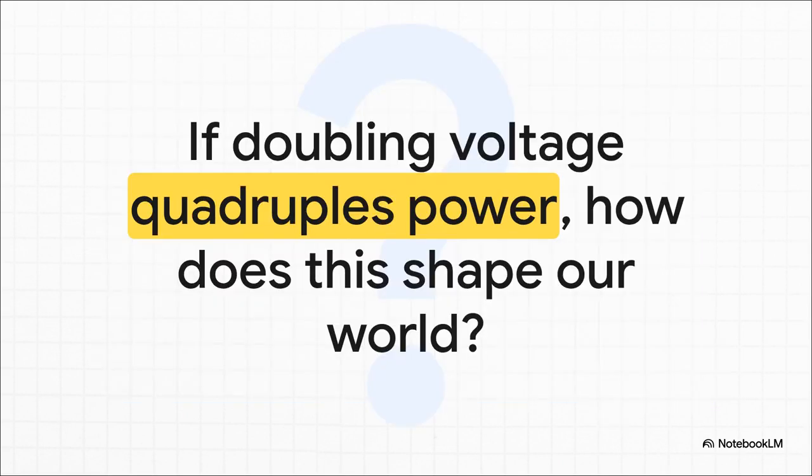So I'll leave you with this final thought to chew on. We just saw how a seemingly small change, like doubling voltage, can have a massive impact on power. So how does that fundamental principle shape the design of literally everything around us? From that tiny little box that charges your phone to the massive high-voltage lines that crisscross the entire country, this idea is everywhere. What else does it explain?